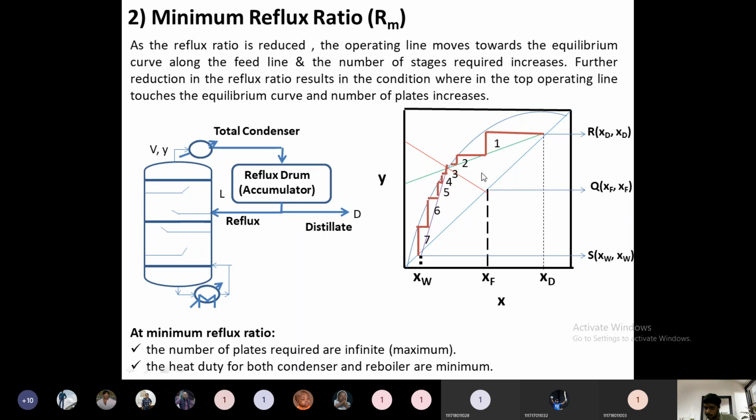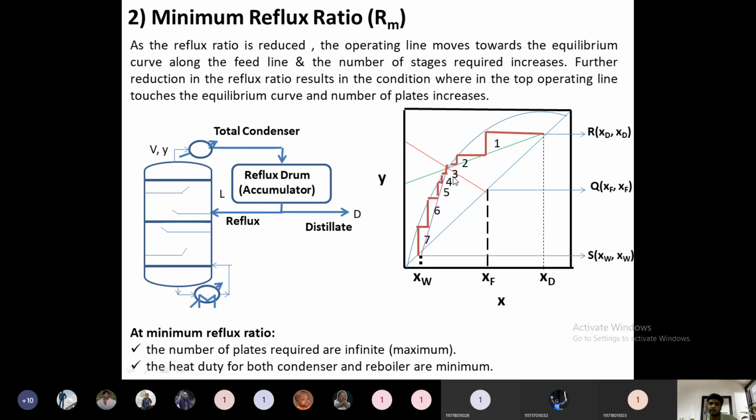Because of that, we are getting a minimum number of plates. When this operating line is towards this equilibrium curve, the plates required will be very high. So 3 plates are coming around in the first section itself. In the next stripping section, more than 5 plates we are observing. So total 7 plates will be used when operated at minimum reflux ratio.